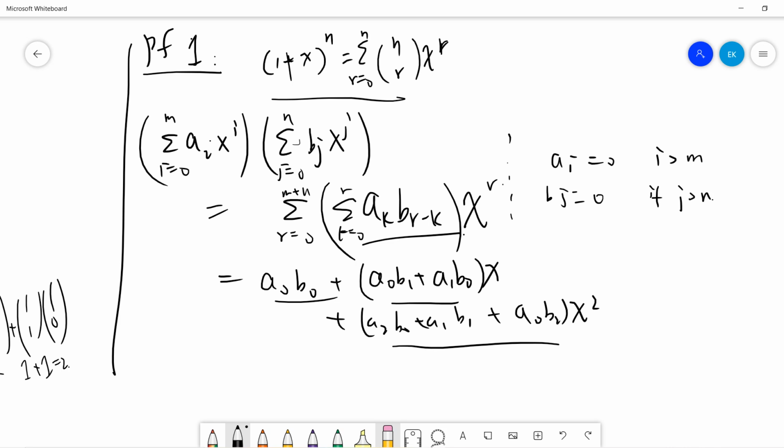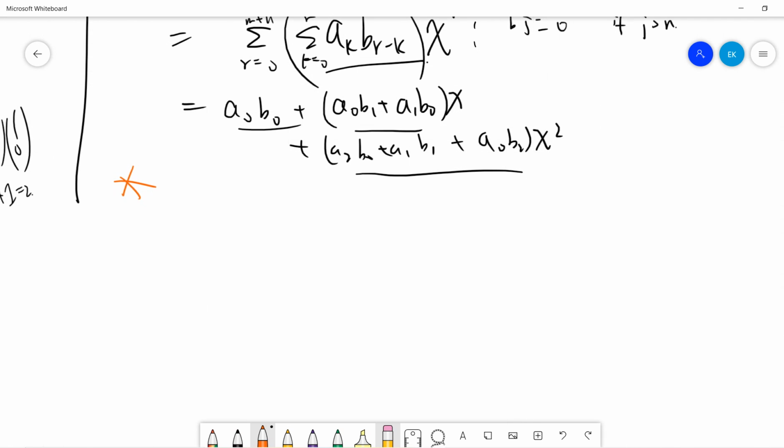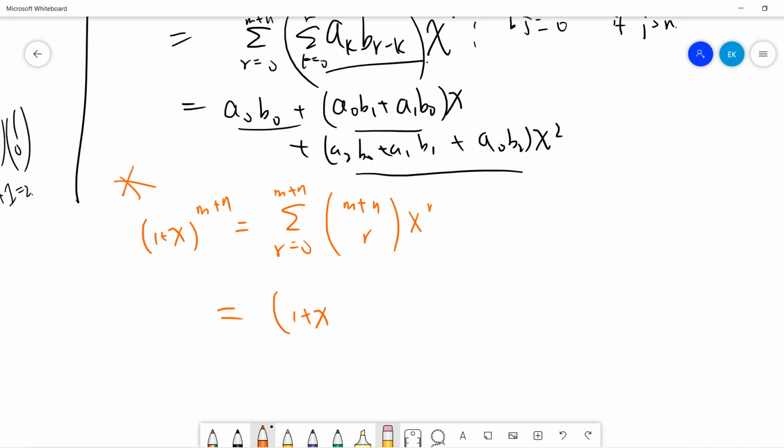Now we have these two identities. One is the definition of the binomial coefficient, and the second is the algebraic identity. So the next step is trivial. What should we do? I just start from this one: the sum over r from 0 to m plus n of m plus n choose r times x^r. By definition, this equals (1 plus x)^m times (1 plus x)^n.